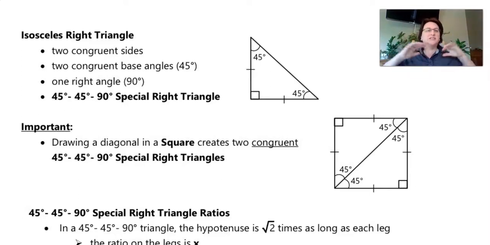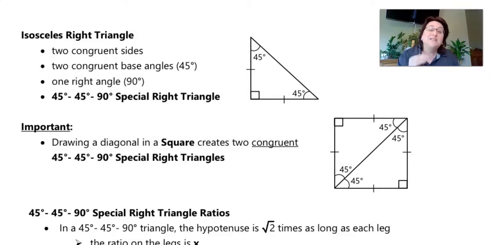Every single isosceles right triangle in the whole entire world, no matter how tiny, no matter how big, is what we call a 45-45-90 degree special right triangle. It has two congruent sides, two congruent base angles, which are each 45 degrees, and one right angle. Hence, 45-45-90 degrees. So again, every single isosceles right triangle in the entire world is a 45-45-90 degree triangle.